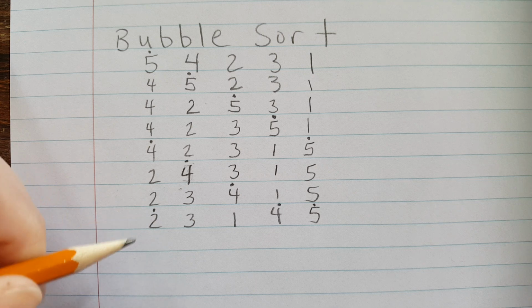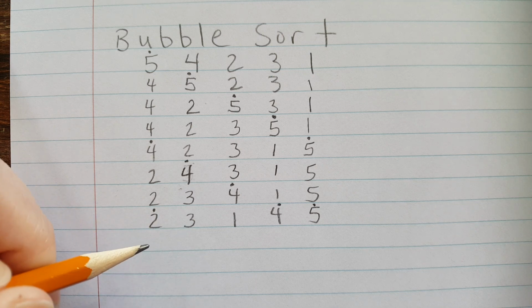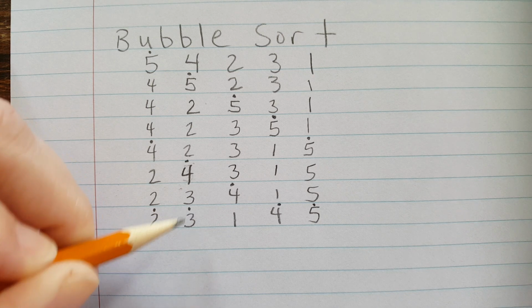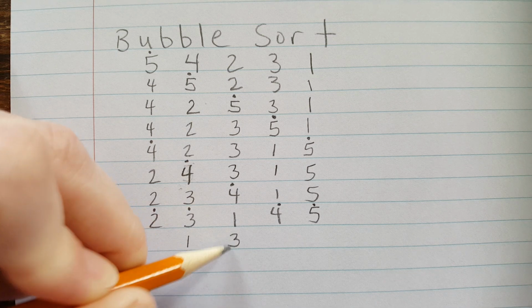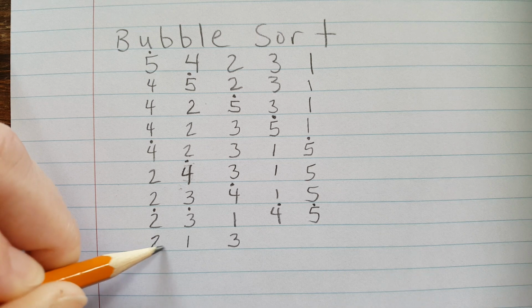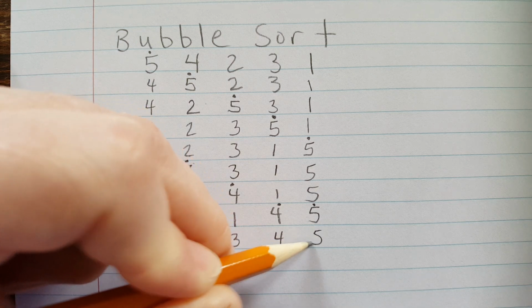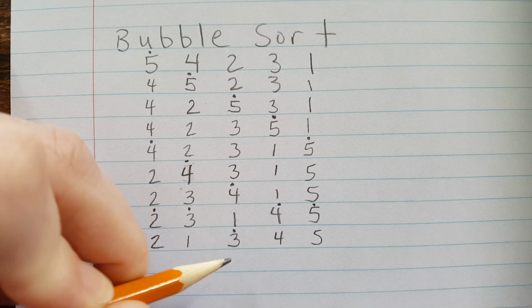So I put my dot on top of the 2. 2 and 3, not out of order, so I move my dot along. 3 and 1 are out of order, so I'm going to swap them and copy everything else down. Then I'm going to move my dot along.